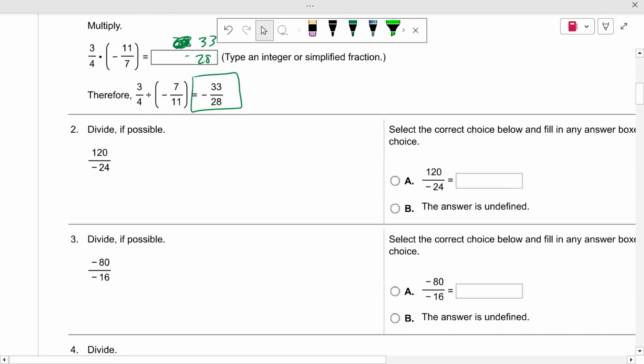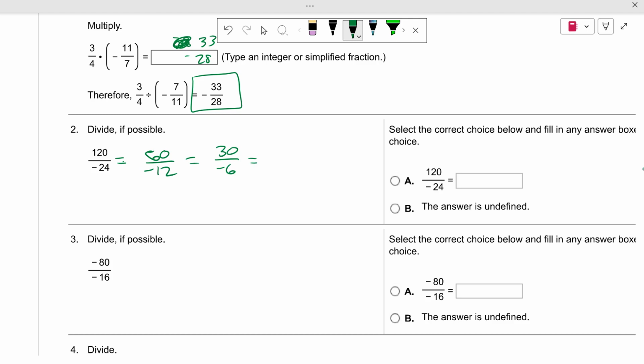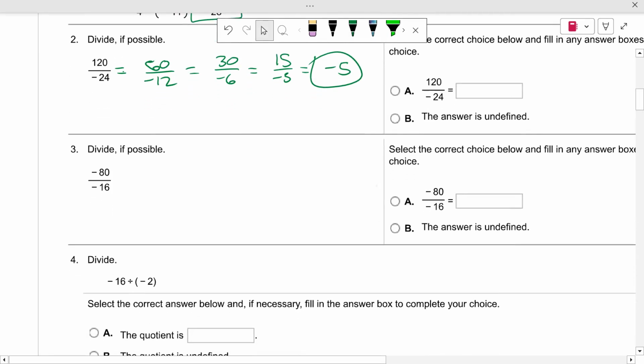Okay. So on this one, we have to divide this. What number goes into each? 2. You get 60 over negative 12. What number goes into each? 2. You get 30 over negative 6. What number goes into each? 2. You get 15 over negative 3. What number goes into each? 3. You get negative 5. That's simplifying it down. Okay, we just simplified it down.